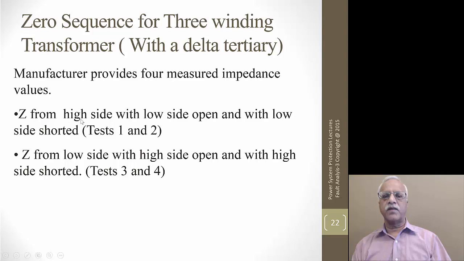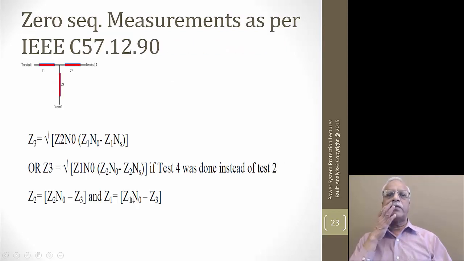You measure the impedance from the high side with the low side open. That is, it just takes the delta to give you the zero sequence between ZP and ZT, with the secondary open. And then you short it and repeat. That is test two, and you can do it from the low side also in a similar fashion. We get tests three and four. Now, IEEE C57.12.90, the test requirements for transformers, does ask all the manufacturers to provide this data. Now, you have Z1, Z2, and Z3 here. That is what I have taken here as a three-terminal network.